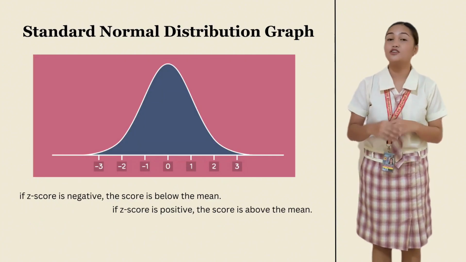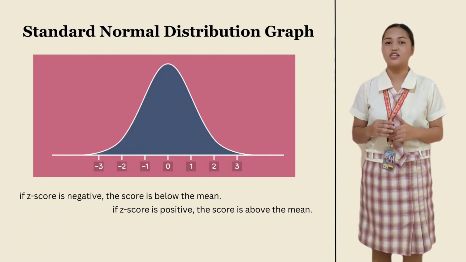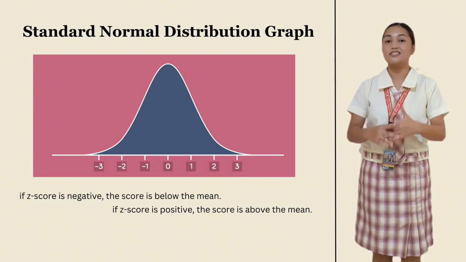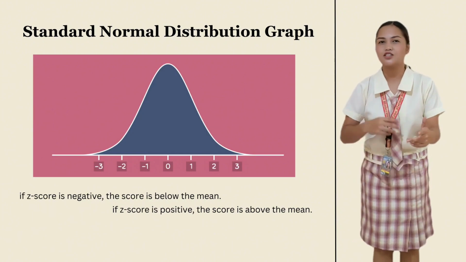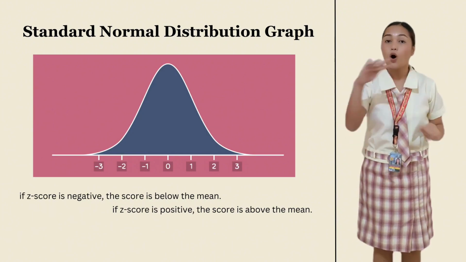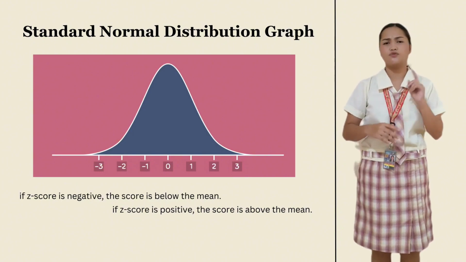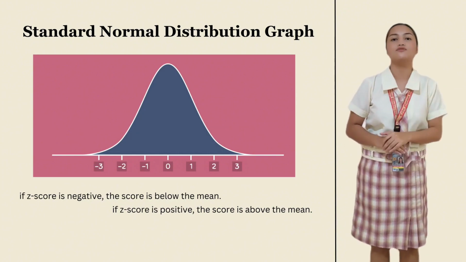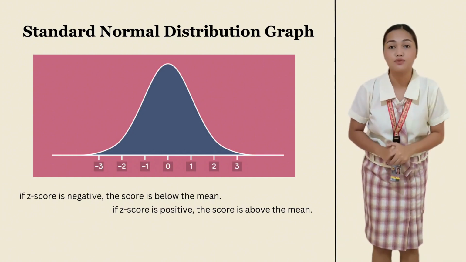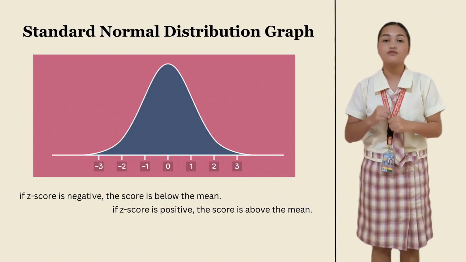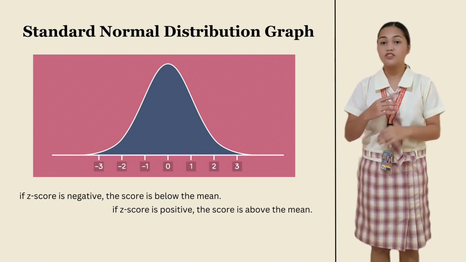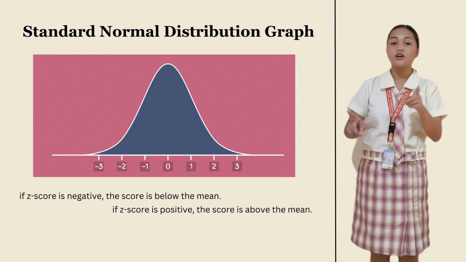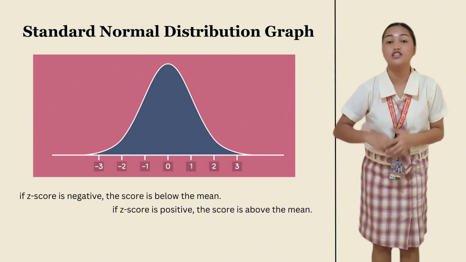Now let's proceed to the standard normal distribution. The standard normal distribution has a mean of 0 and a standard deviation of 1. Because of this, it is centered at 0 and has intervals that increase by 1. Each number on the horizontal axis corresponds to a z-score. For example, a z-score of 2 tells us that it is 2 standard deviations to the right of the mean. And if the z-score is -3, it is 3 standard deviations to the left of the mean. Remember that if the z-score is negative, the score is below the mean, and if the z-score is positive, the score is above the mean.